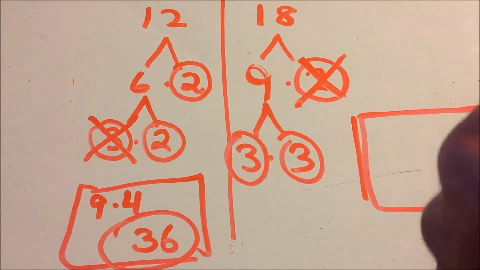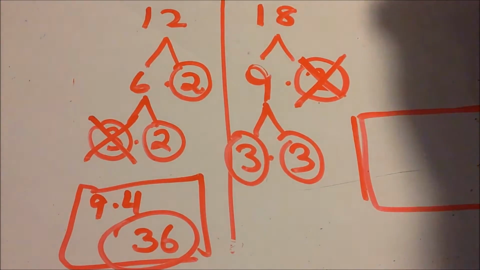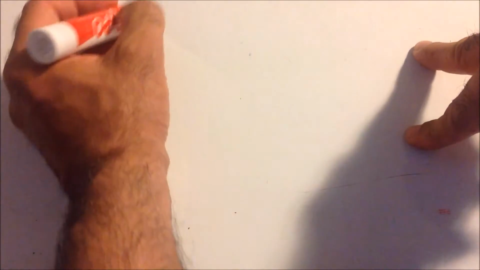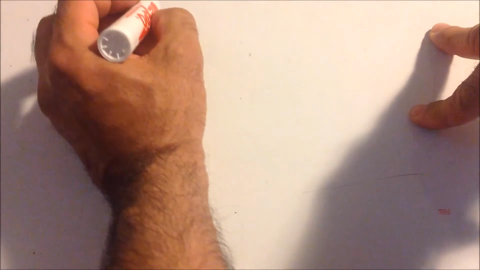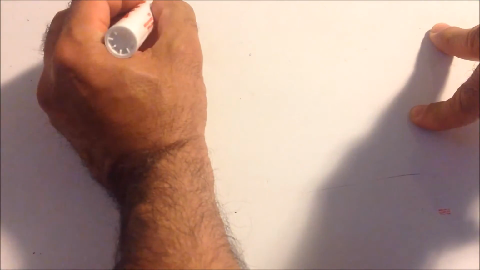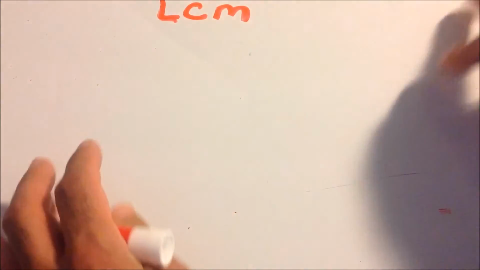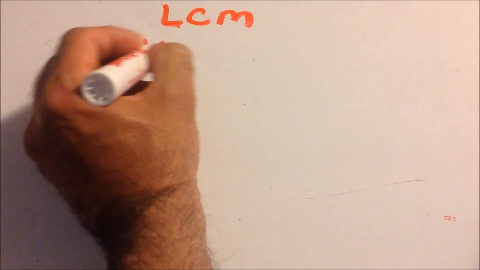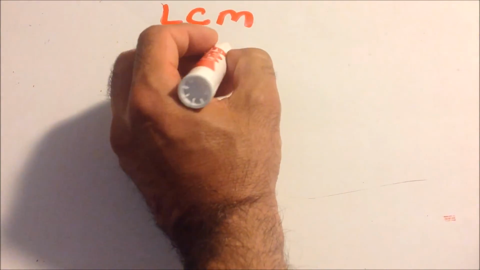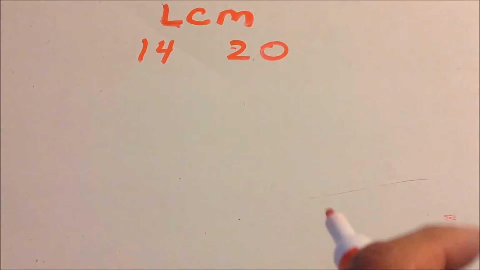So let's do this again, using the tree way to find other numbers. Now remember, you can use this for 2, 3, or 4 numbers, or more. Sometimes it's easier to do the factor trees, especially when you're getting into large numbers. So let's try to do this with the tree method. Find the LCM. All right, let's do 14 and 20. So try to do that. Pause the tape and try that.